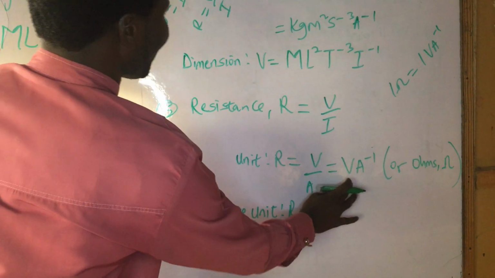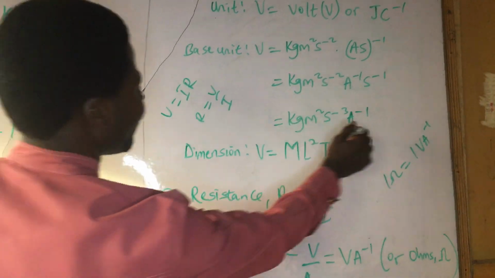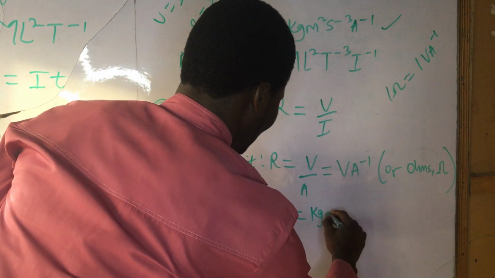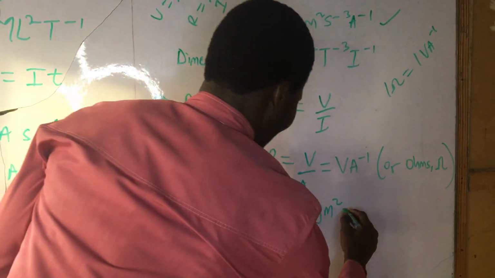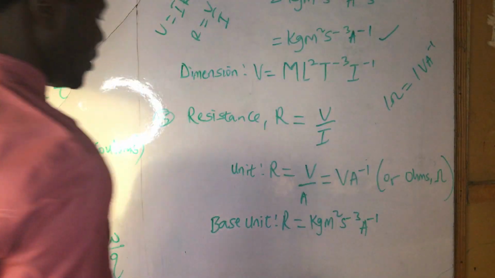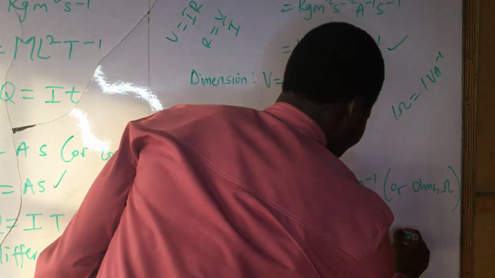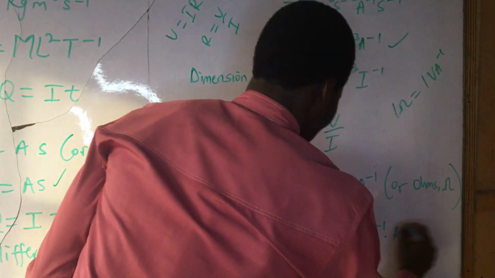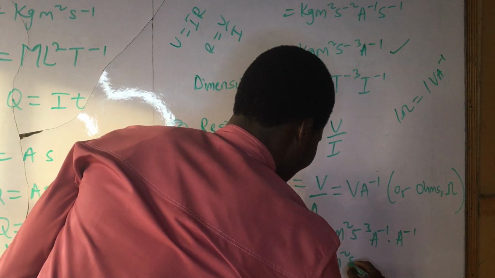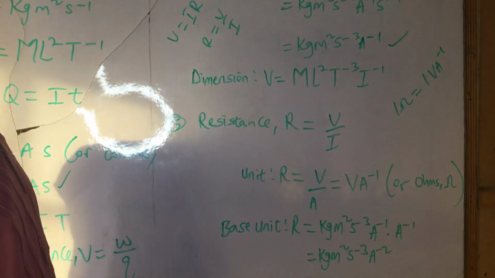what is the base unit of volts? This is it here. Volts. So let's just lift it. Kilogram meter square. S raised to the power minus 3. A raised to the power minus 1. Okay. That is for V alone. Then times per ampere. So that gives us kilogram meter square. S raised to the power minus 3. A raised to the power of minus 2. Minus 1 minus 1 gives us minus 2.